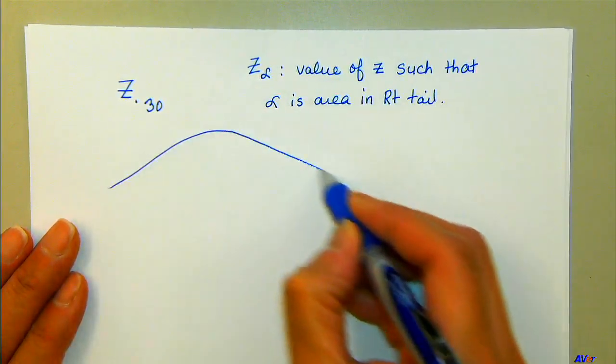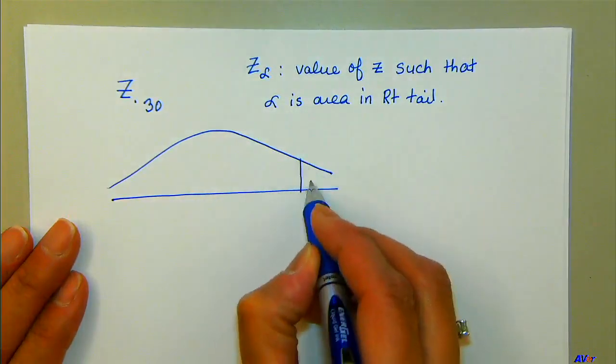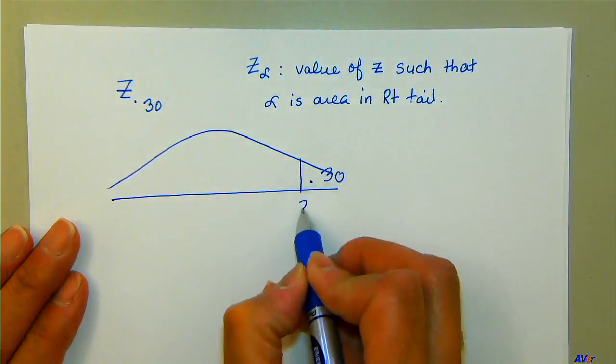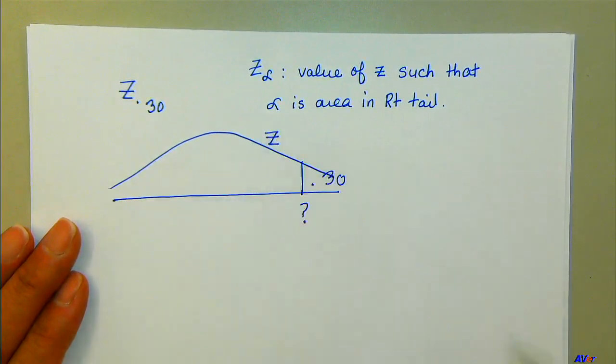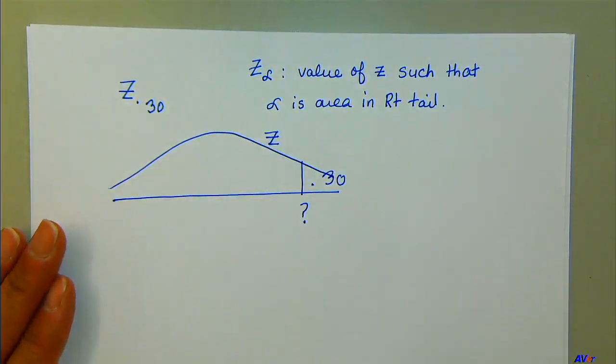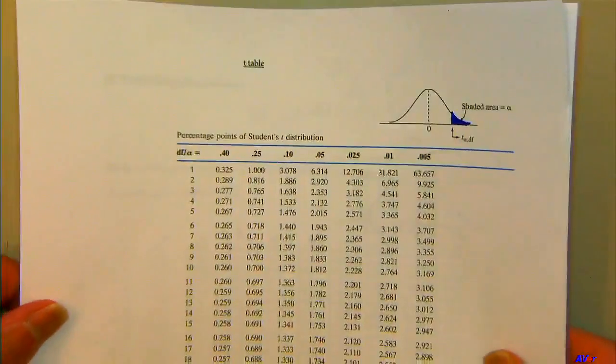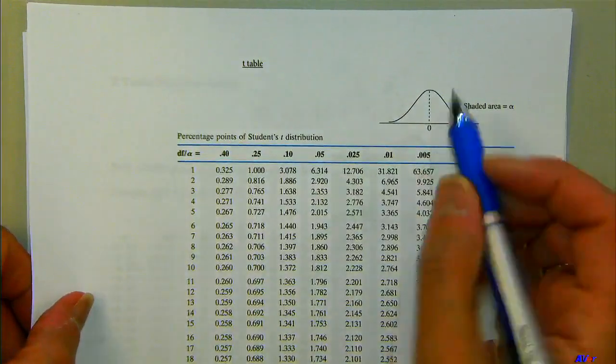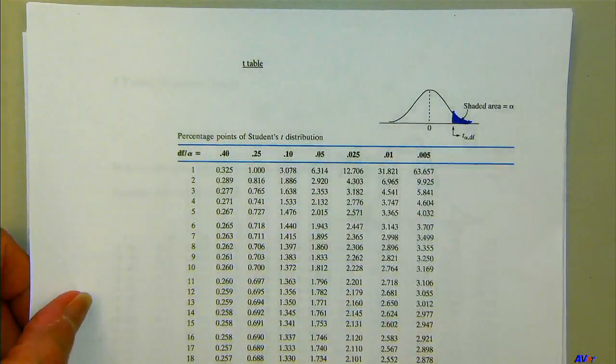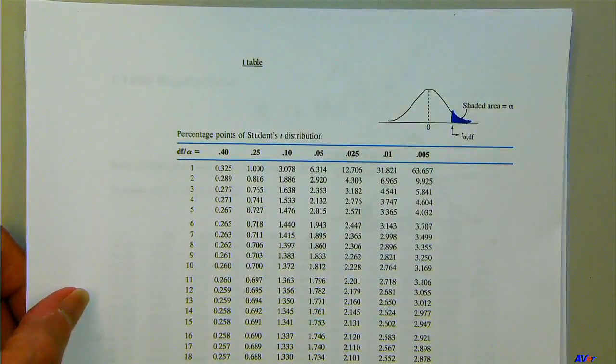So they're telling you that this is 0.30. Find this. That's the question. Follow me? So you're simply going to go to the t-table. Let's pull out our t-tables. So the t-table looks like this, and you go to 0.30, which doesn't exist on this table, right? There's no 0.30 on here.